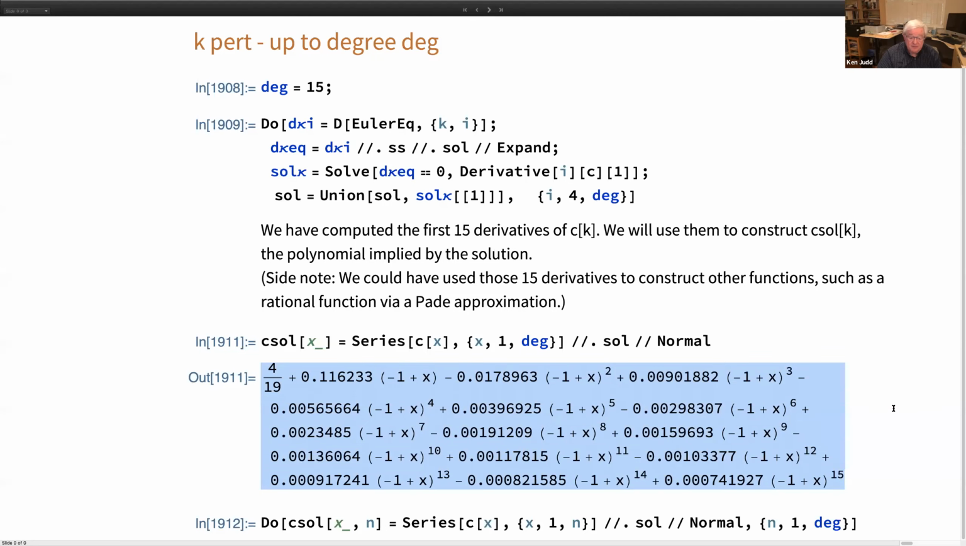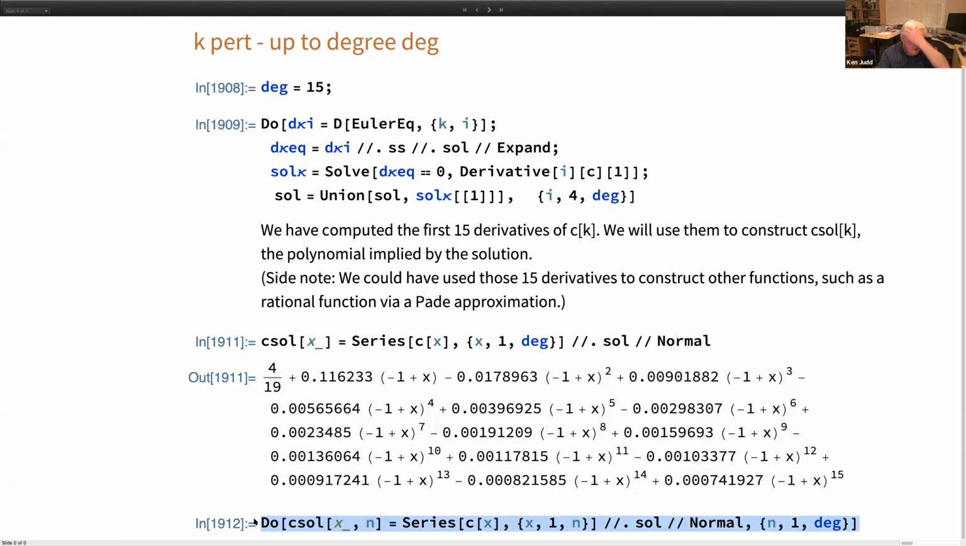And now down here we have the solution for a degree 15 polynomial solution around the steady state. Now I'm going to define down here the solution for consumption. I just compute the series. Basically, C sol x comma n is the degree n Taylor series approximation of our consumption solution. So basically, I just take the Taylor series of C out to degree n and then plug these in. This, by the way, is not an efficient way of doing that.